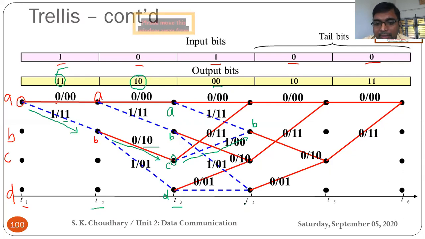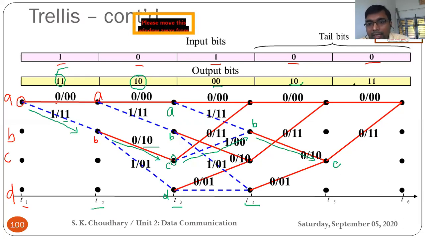Now at this time instant T4, you have the first flush bit 0. So from B, I have not shown the next as a 1. I have not shown the possible combination when you have the input 1, because flush bits are always 0. So that's why at T5 and T6 I will only show the possible combinations of all four states when you have only the input 0. So from B, when the input is 0, you again enter into the state C, and the output is 1 0. That is shown here.